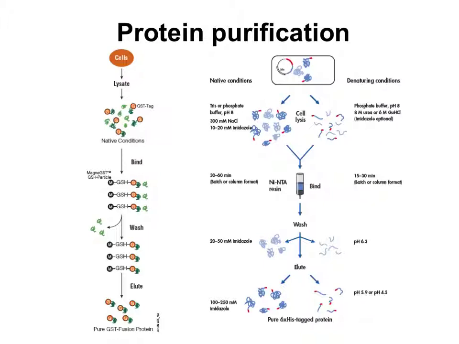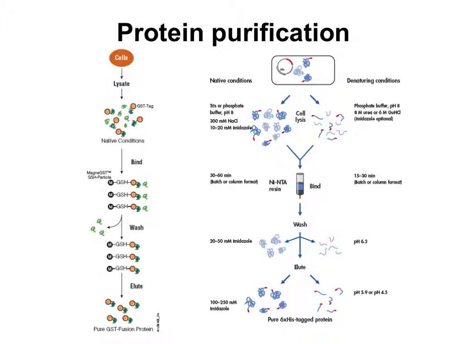For proteins bearing tags like GST or His tags, in the case of GST tags, you can use glutathione. So here's a magnetic glutathione particle to which the GST tag fused to the protein binds. You can wash away the non-GST-containing proteins and then elute out your protein of interest.